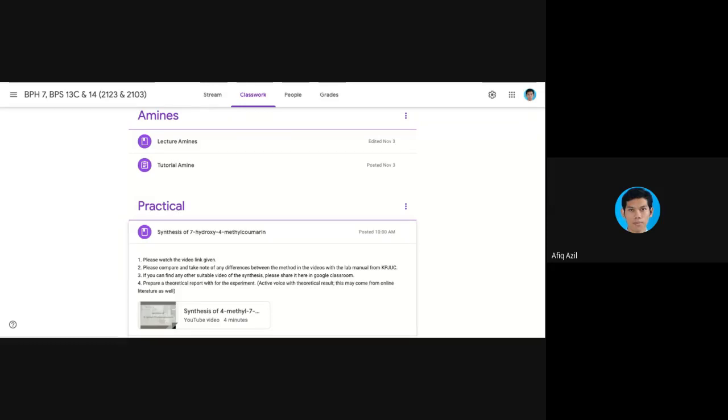Like in the video, they use the three leg stand as a holder for the funnel. Okay, but if you already have a retort stand or something like that, you can also use it.